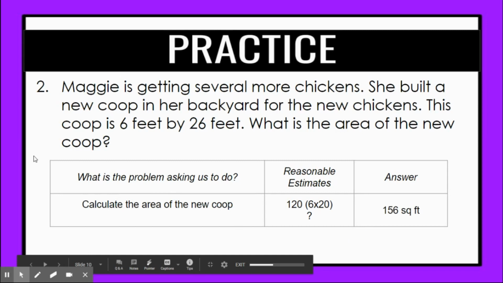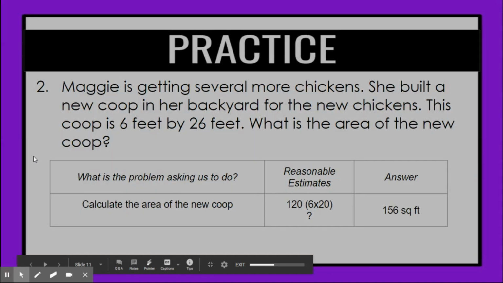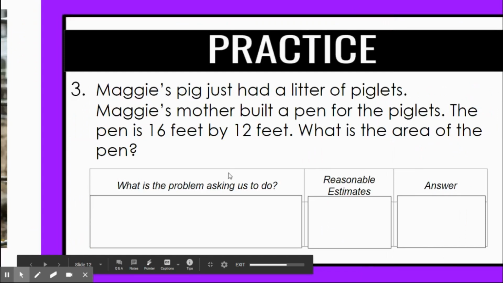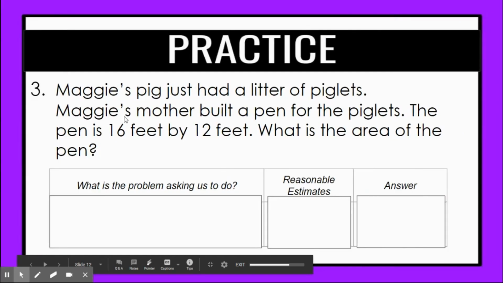All right, problem number 3, a little different. Switching gears a little bit. We're not talking about chickens this time. And I guess you can figure out what we are going to talk about. So number 3 says, Maggie's pig just had a litter of piglets. Maggie's mother built a pen for the piglets. The pen is 16 feet by 12 feet. What is the area of the pen?